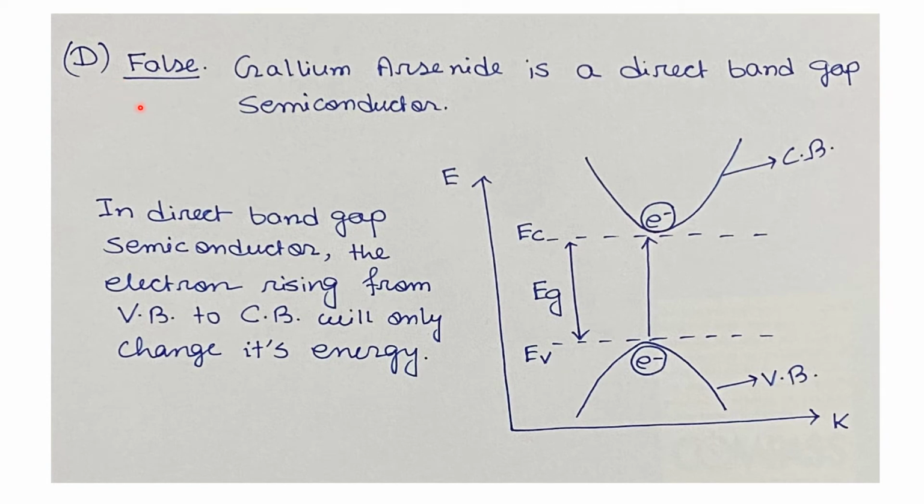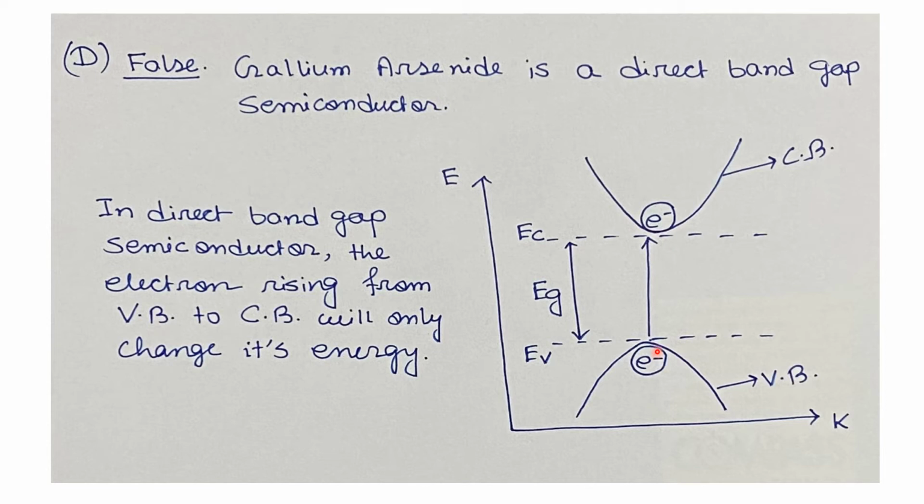Your option D is false because gallium arsenide is a direct bandgap semiconductor. If we see the E-K diagram for the direct bandgap semiconductor, the edge of the conduction band and the edge of the valence band lie at the same K point.